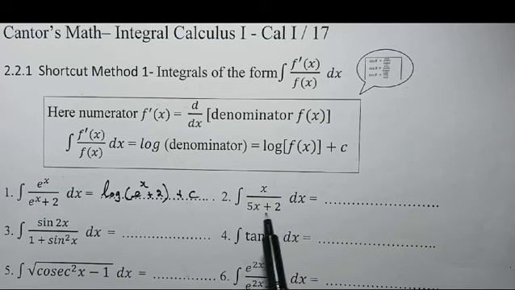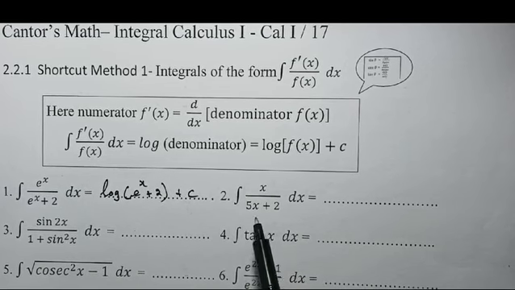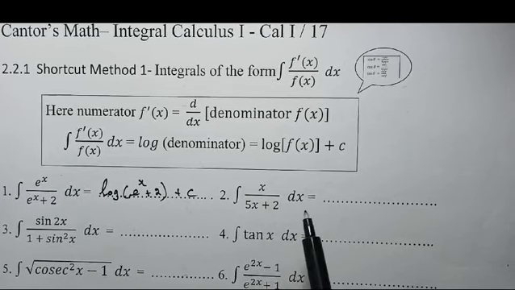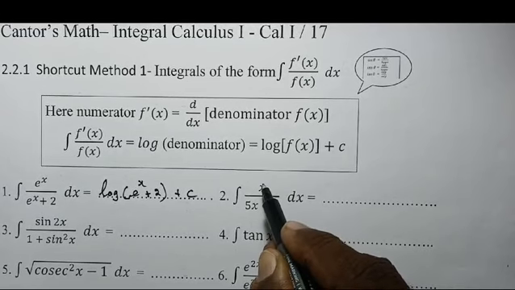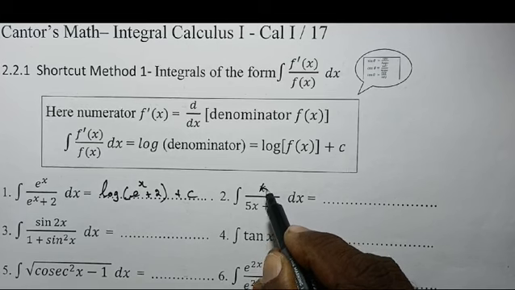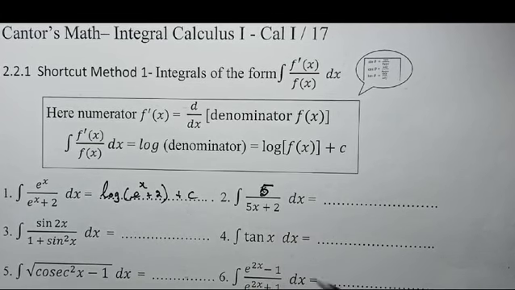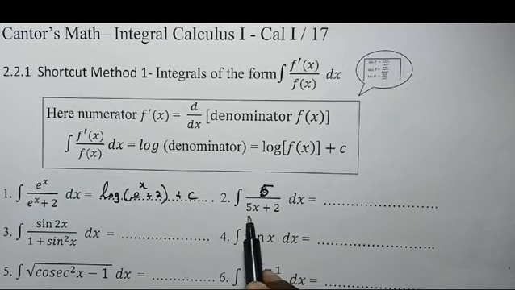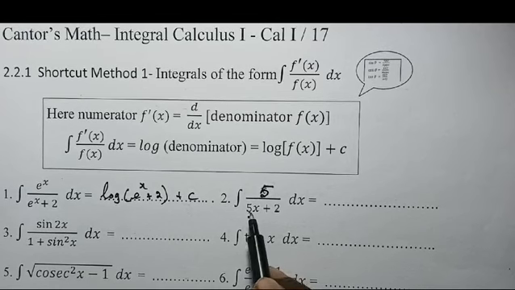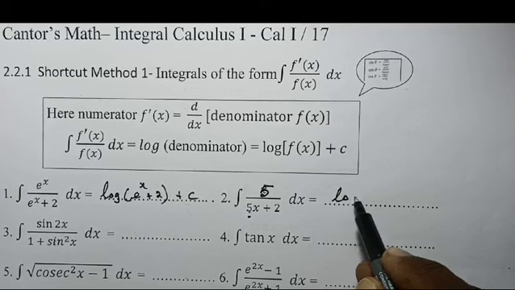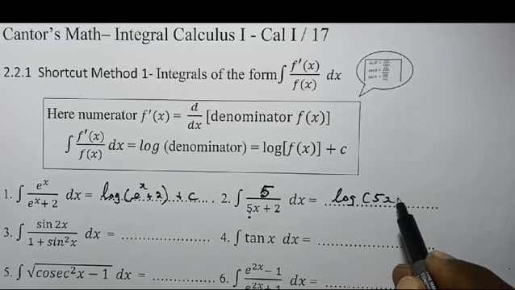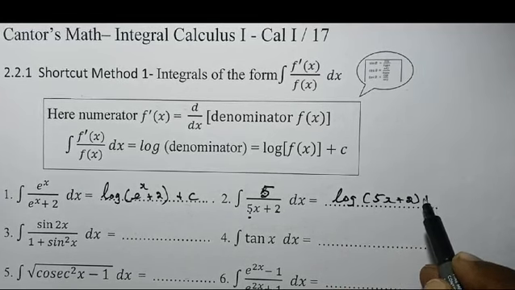Now come to problem number 2. You look at the denominator, here 5x plus 2. You differentiate this, you will get 5. There is some mistake in this problem. It must be 5 or 1. Then you differentiate the denominator 5x plus 2. If you differentiate, you will get 5. Therefore, the answer is log of 5x plus 2 plus c.